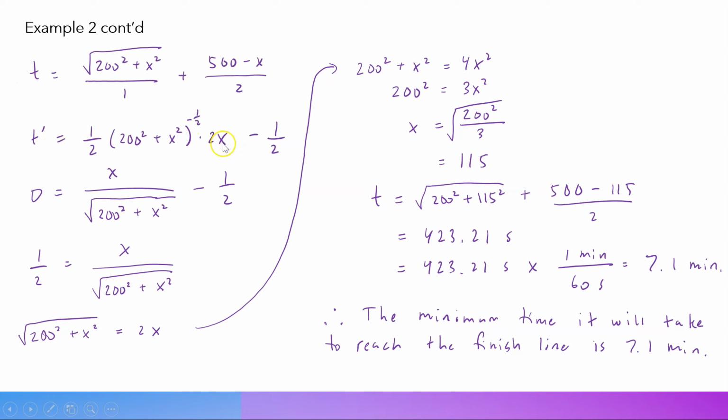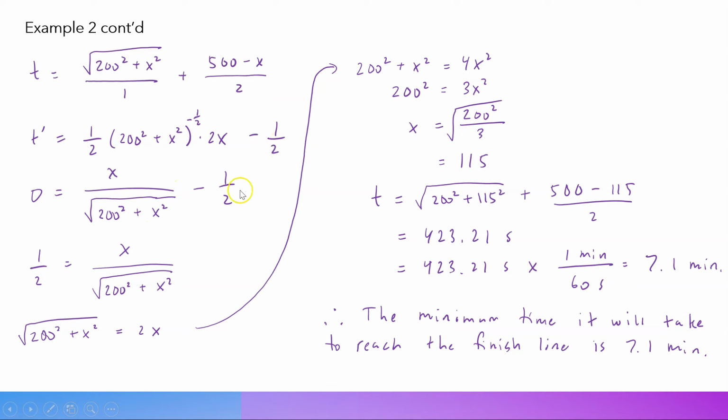So taking the derivative here, we end up getting 1/2 times 200 squared plus x squared to the power of negative 1/2 times 2x, so I used the chain rule here, minus 1/2. I got 1/2 here because I took 500 and divided it by 2. That gave me 250. I took negative x and divided it by 2, so that's negative 1/2 x. Taking the derivative, we just end up with negative 1/2 here.